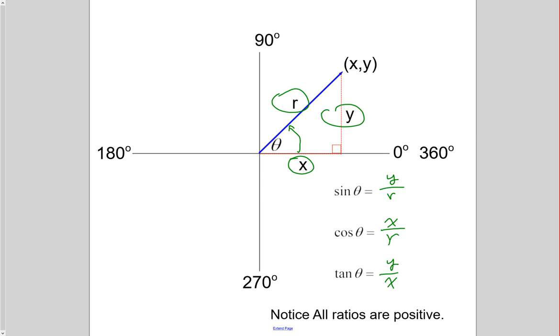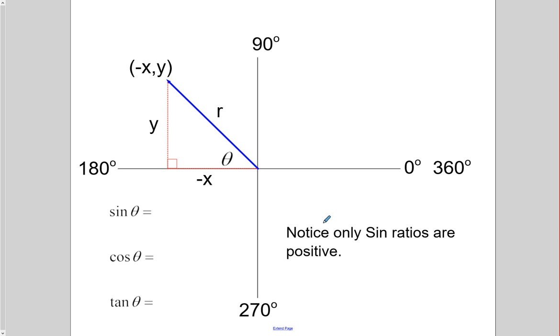You can see that the sides for all those are positive because we're in the positive quadrant, right? We've got positive X and positive Y. So all of those are going to be positive. So any ratio we end up with in that quadrant is going to be positive. What if we keep turning, though? What if we keep turning and we turn to here?